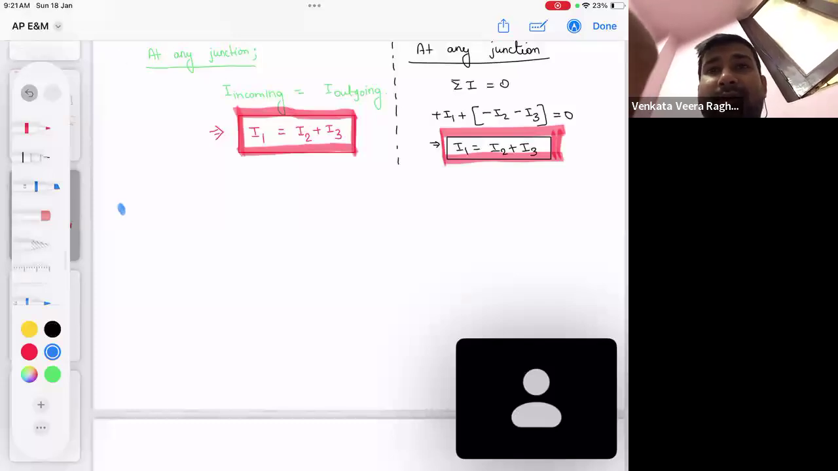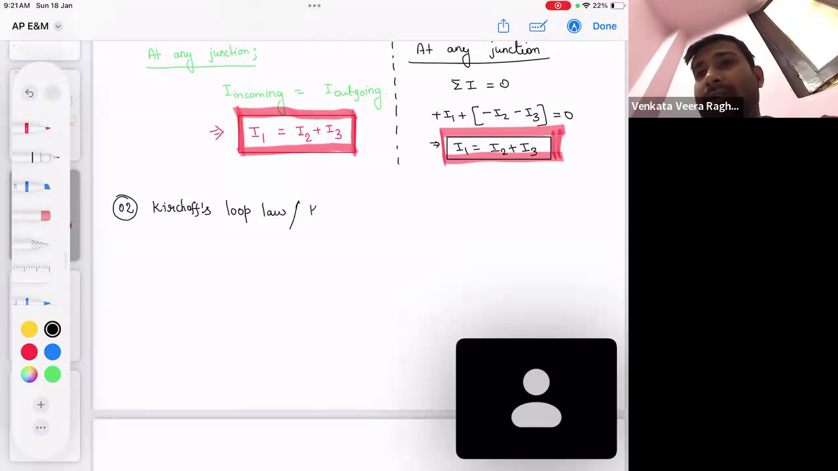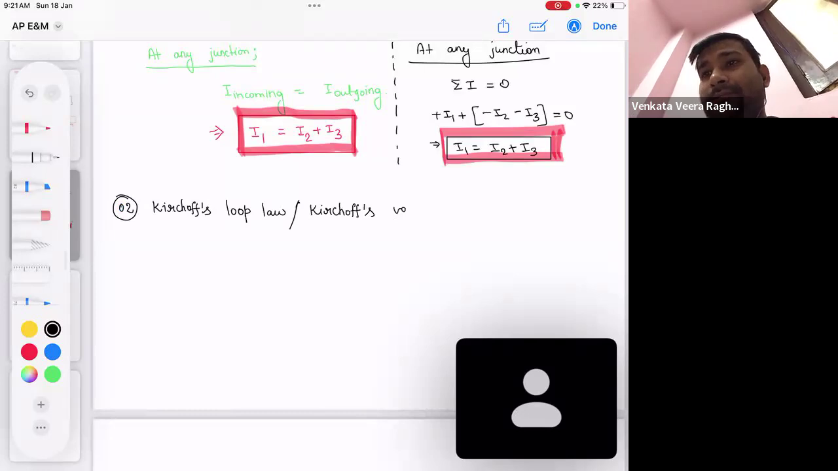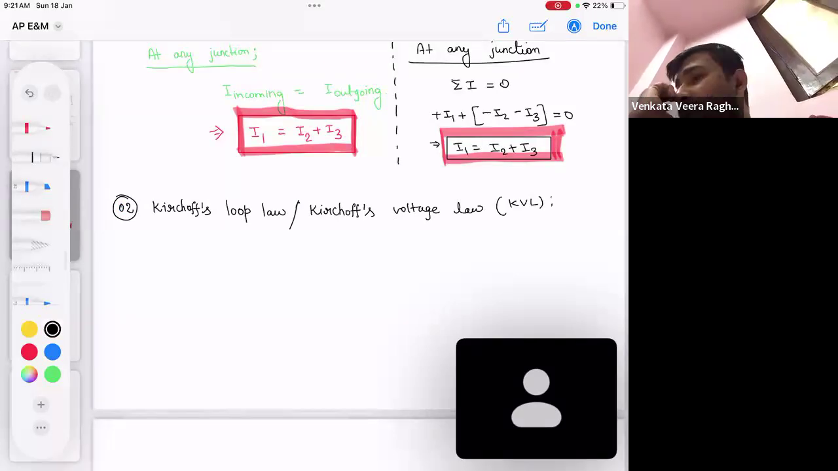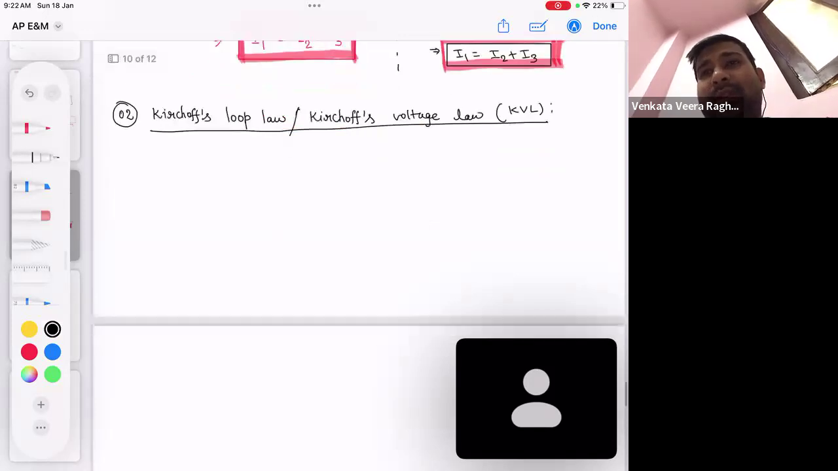The second Kirchhoff's law that we have is called Kirchhoff's loop law, or it is also called Kirchhoff's voltage law. Okay, it is also called what? Kirchhoff's voltage law, KVL for short. We write it as Kirchhoff's voltage law or Kirchhoff's loop law. What does it mean by Kirchhoff's loop law or Kirchhoff's voltage law?